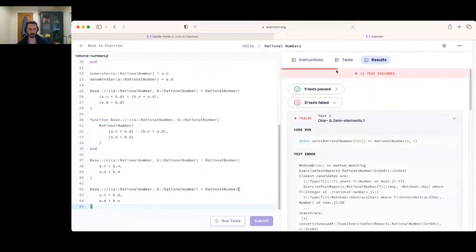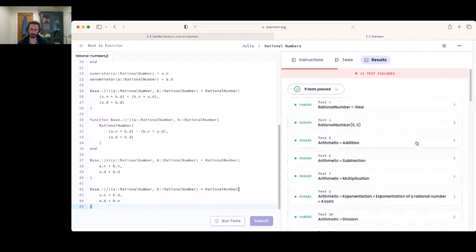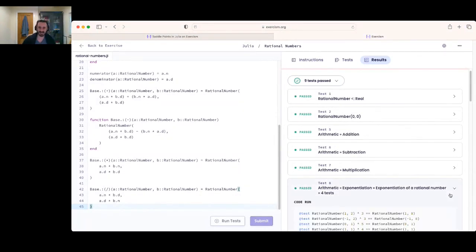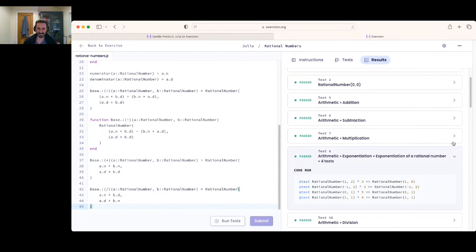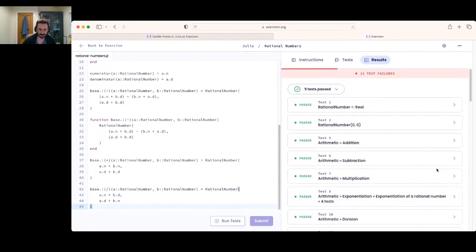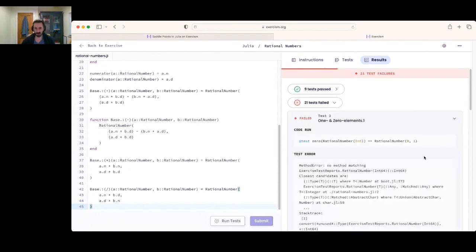9. Oh, that's even one more than I thought. Oh, we've somehow managed to do exponentiation as well. Interesting. Not entirely certain how we managed that one, but I guess we'll take it. Oh, it's where they're all the same. Great. Okay, so we've got 9 tests passed, 21 to go.